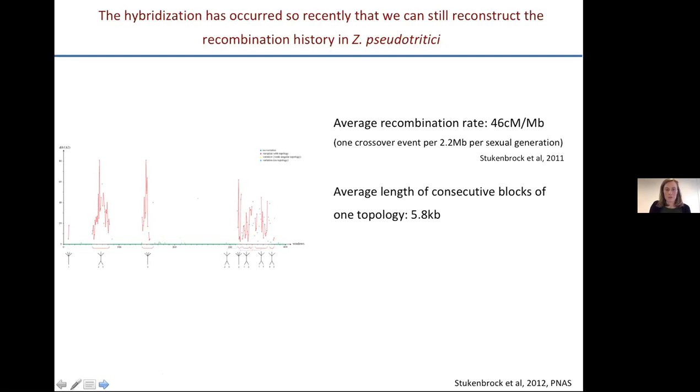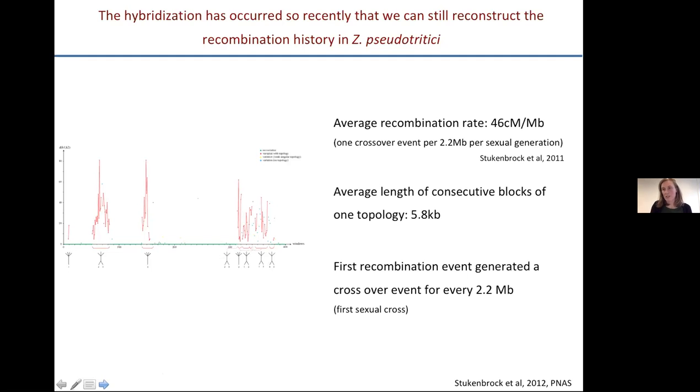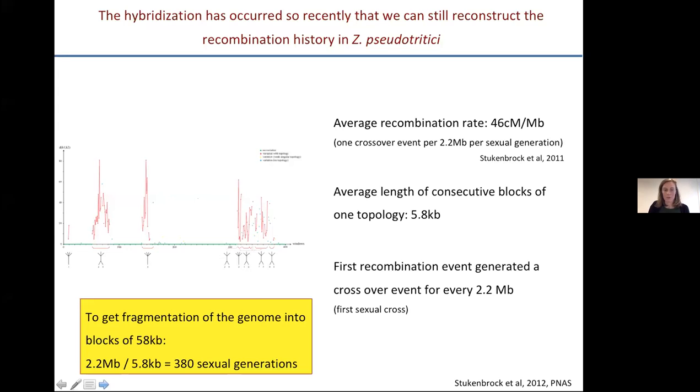And so then, having also information about the genome size, we know how many, let's say, crossover events there will be per sexual generation in this species. And then we can do a quick and dirty calculation to compute how many sexual generations it would take to chop up the genome into the pieces that we observe. And so we find something that is very recent, very likely less than 400 sexual generations ago.